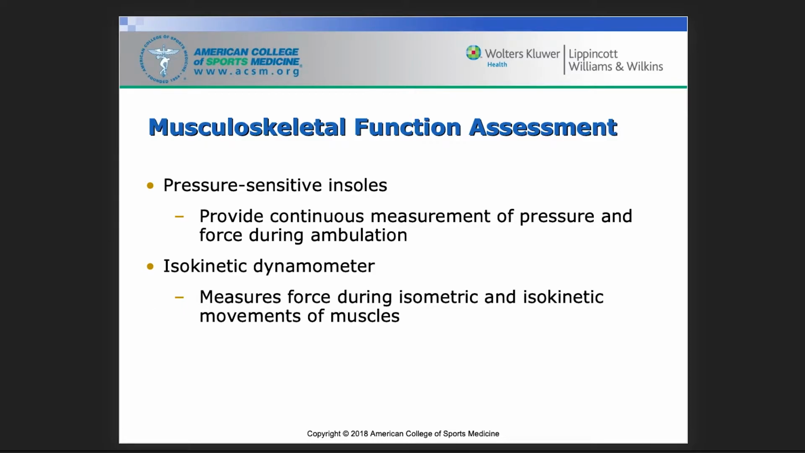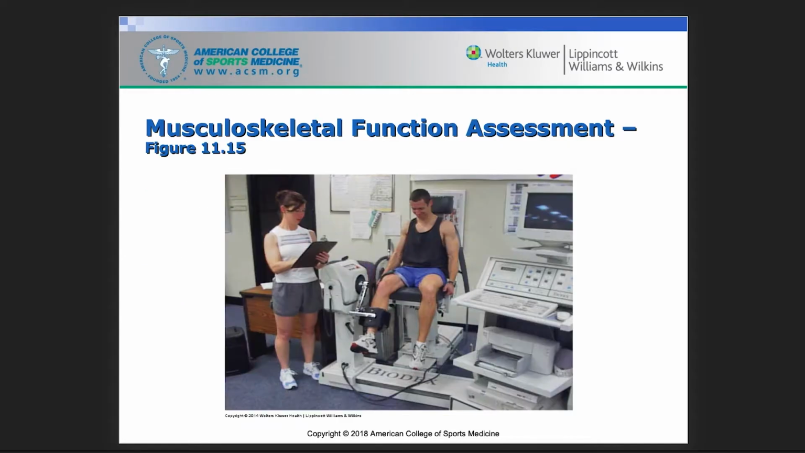And the isometric movement is if, say, you put your hands together and you press together, that's isometric. The muscles are contracted, but there's no shortening or lengthening of those muscles. So this would be an example of one. This would be a Cybex machine. This was actually something that I used in a research study previously, and this one is of the knee.